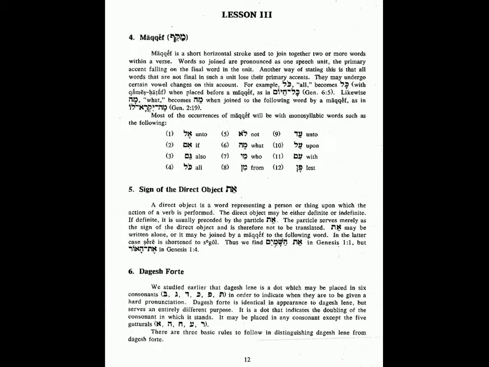Second thing to notice is that there are 4 paragraphs in this lesson. You can see there, lesson 2, the first paragraph is number 4 about the makef, and paragraph number 5 about the sign of the direct object, paragraph 6 about the dagesh forte, and paragraph 7 about the silent schwa. So that's the second thing to notice, is that it's got 4 separate paragraphs or 4 separate topics.